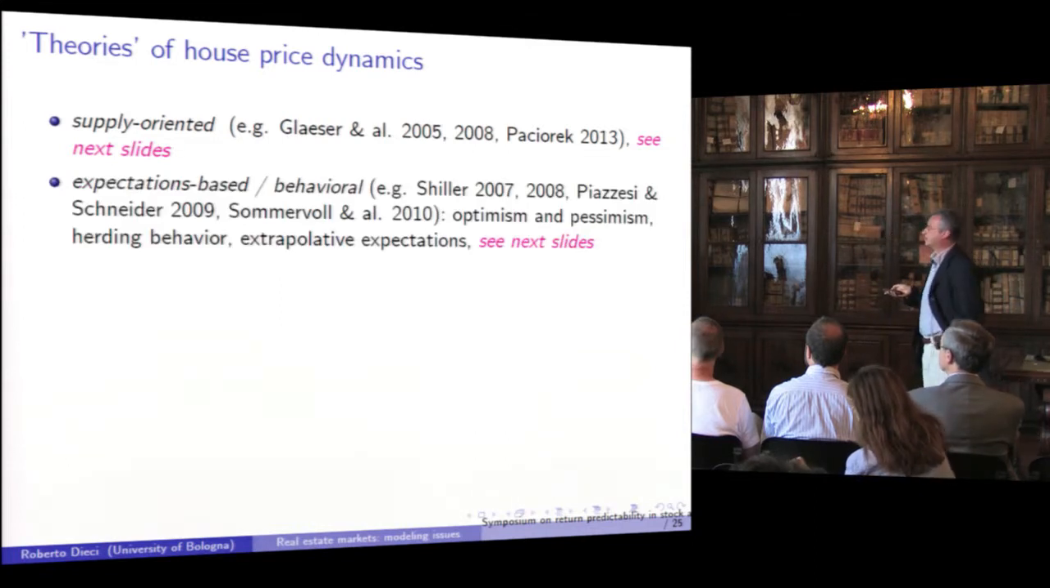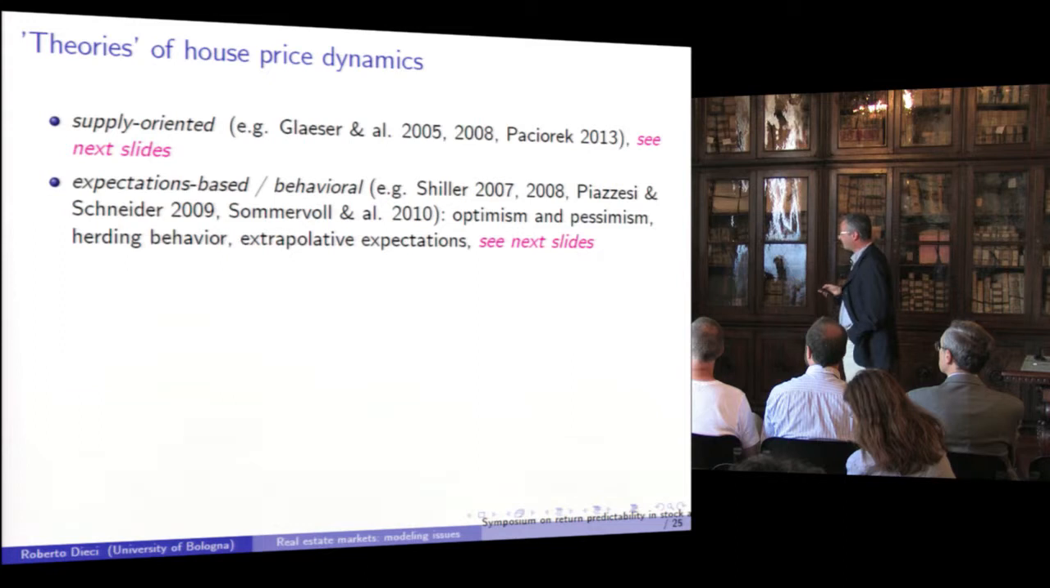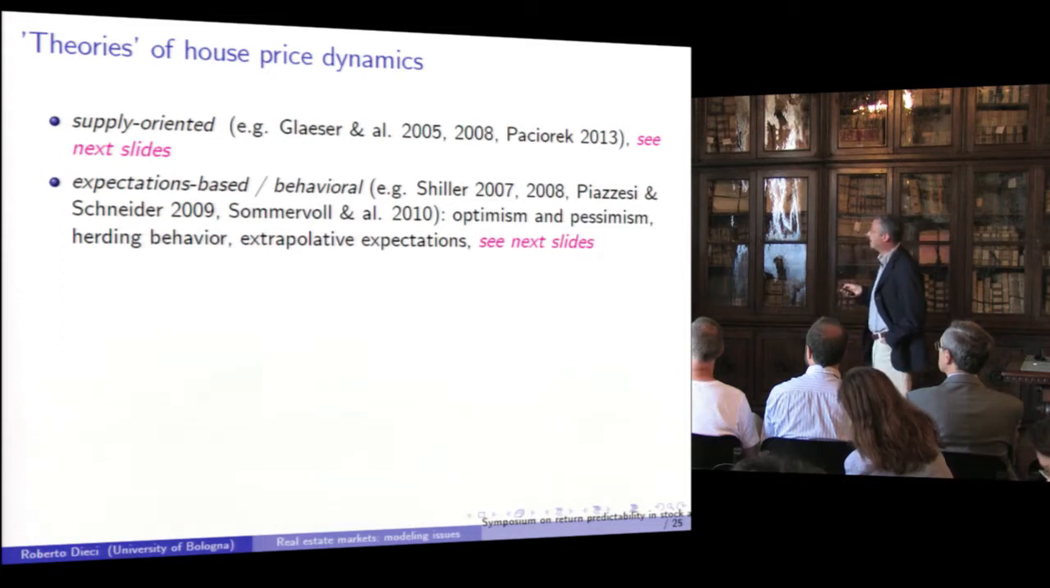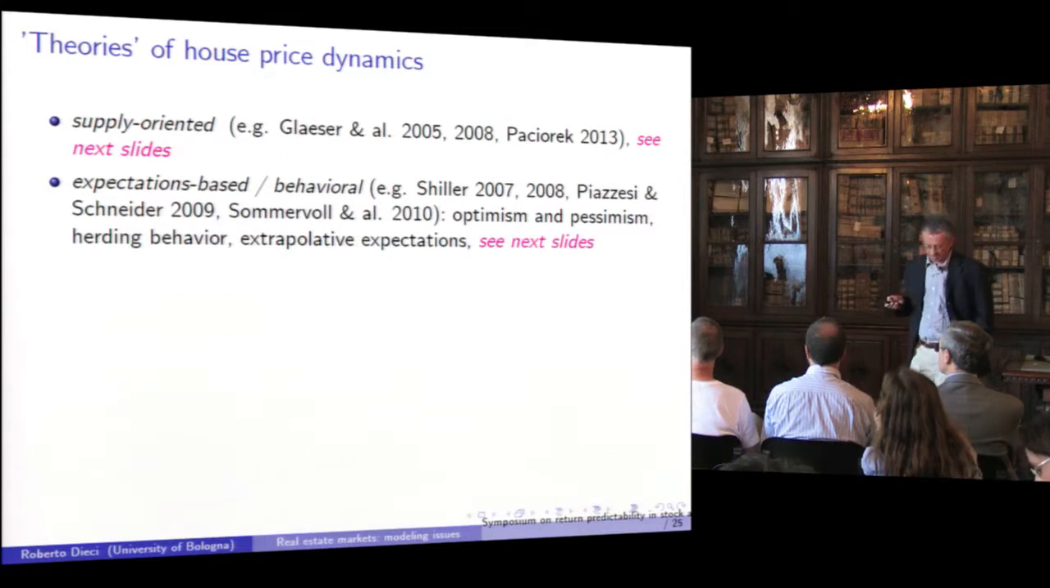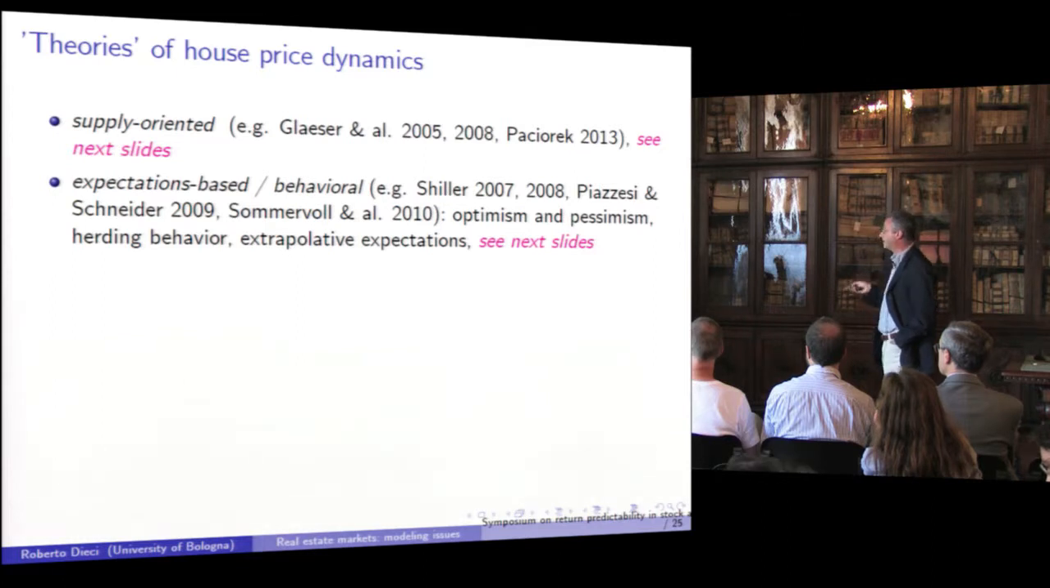Then there are models that are expectation-based, that is the work by Robert Shiller, but there are also models by Piazzesi and Schneider about optimism in housing markets, and other agent-based models. This is a recent paper published in the Journal of Banking and Finance, about the interplay of heterogeneous agents in the housing market. They stress optimism, pessimism, herding behavior, extrapolative expectations, and so on.